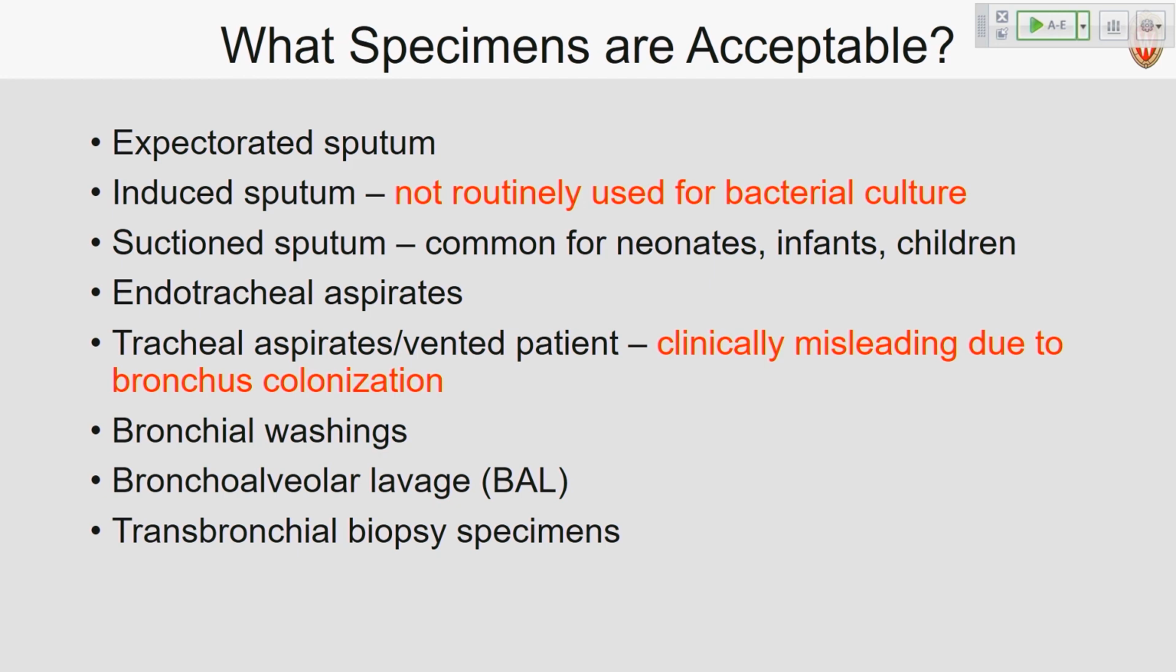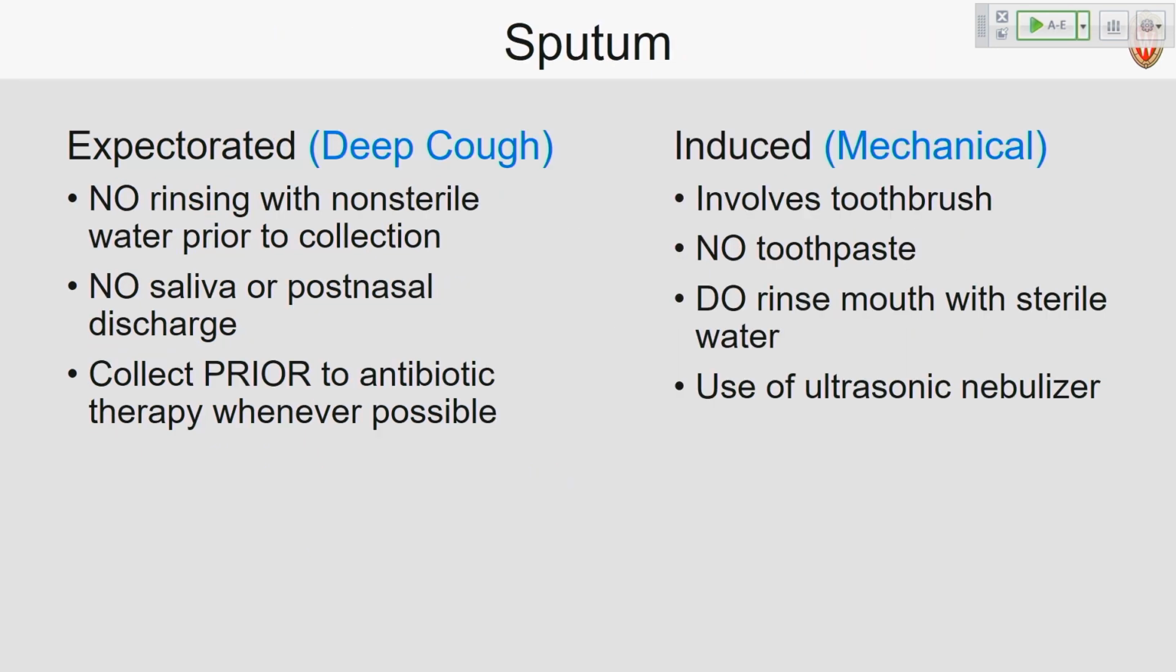Bronchial washings, bronchoalveolar lavages, and transbronchial biopsy specimens. So there's a number of different specimens that you can receive for lower respiratory tract cultures. Just focusing here on sputum.